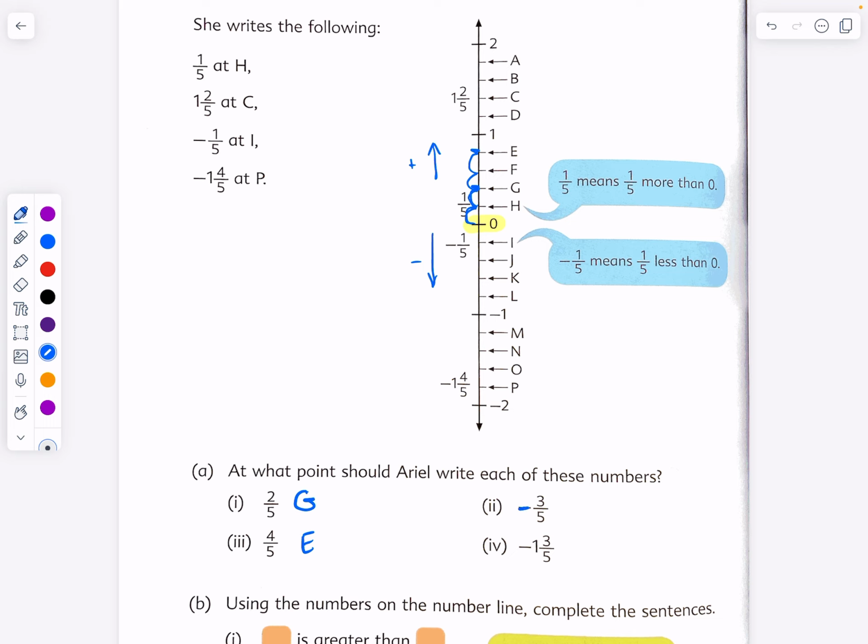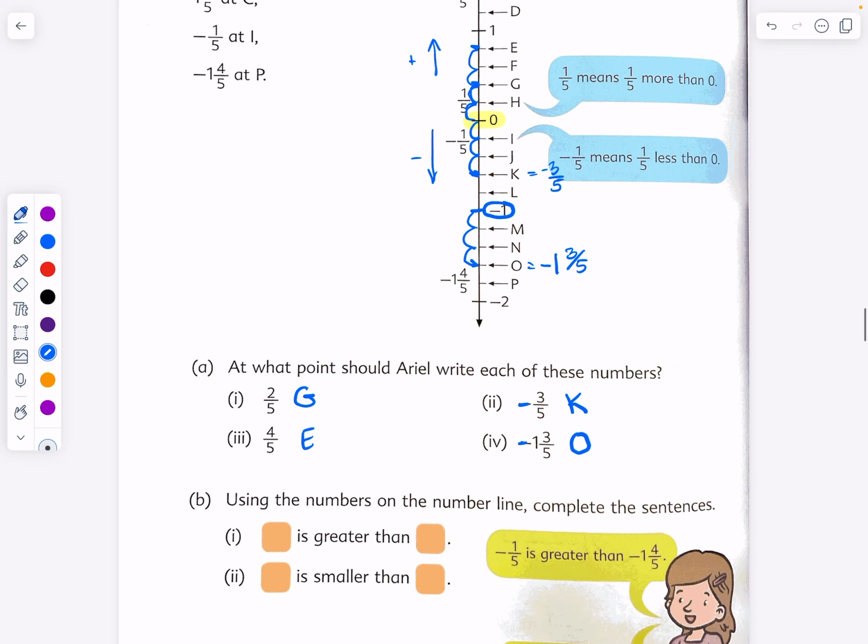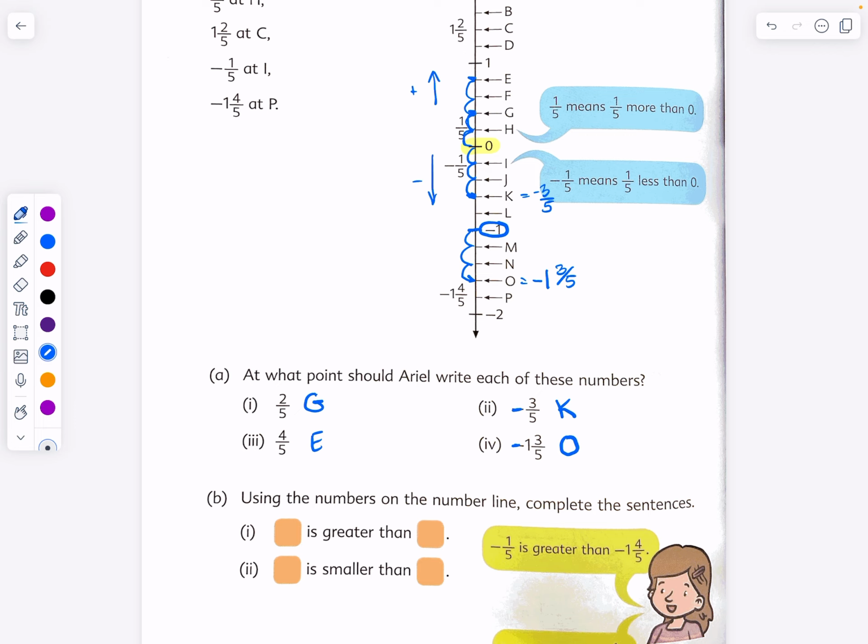Now let's go to the negative side, below zero. Negative 1/5, negative 2/5, negative 3/5, and that's capital K. And negative 1 and 3/5, of course, we start with negative 1 and keep going in fifths. Negative 1 and 1/5, negative 1 and 2/5, negative 1 and 3/5 is equivalent to capital O.